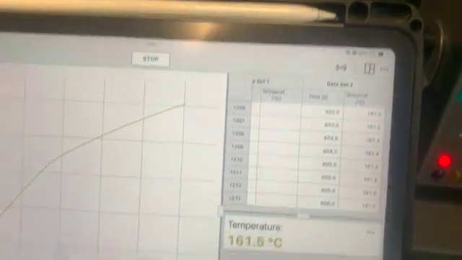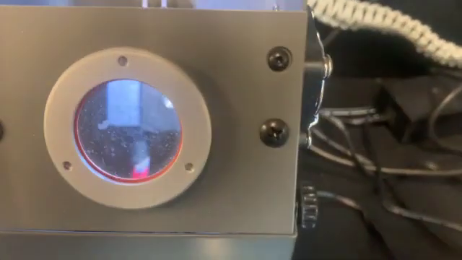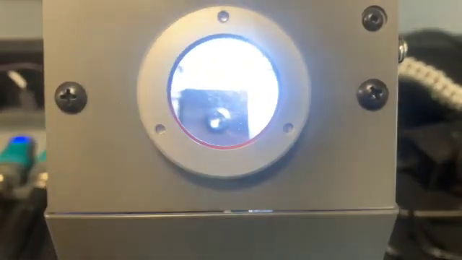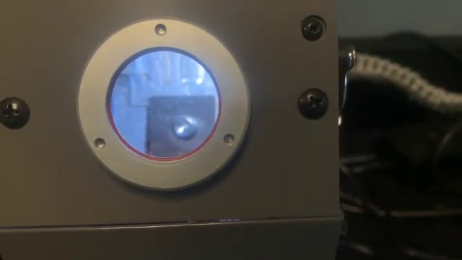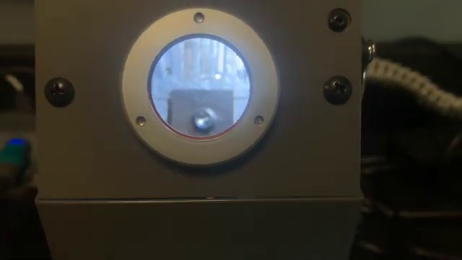Okay, so my temperature is about 161, and I'm going to see if I can show you what's going on here. I'm not sure you're going to be able to see it, but we'll give it a try. What we're looking at, and again, I don't know how well it's showing up on the camera, but I'm beginning to see a change on my first capillary tube.